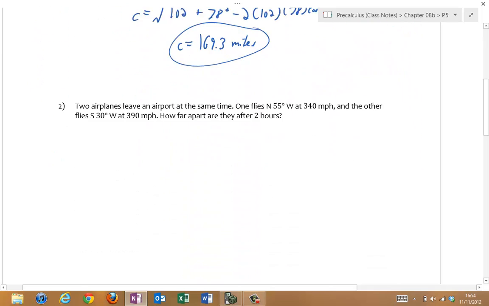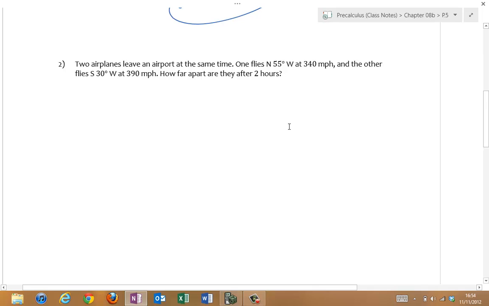Okay, moving on to the next problem. Two airplanes leave an airport at the same time. One flies north 55 degrees west at 340 miles per hour. Here's the airport. Here's the plane flying north, but then we're going to say not north, it's actually 55 degrees west. So we're going to build kind of an arc like that, and at 340 miles per hour. So I'm going to write 340 here. We'll leave that kind of sitting there. The other one's south, 30 degrees west, like this, 390 miles per hour.